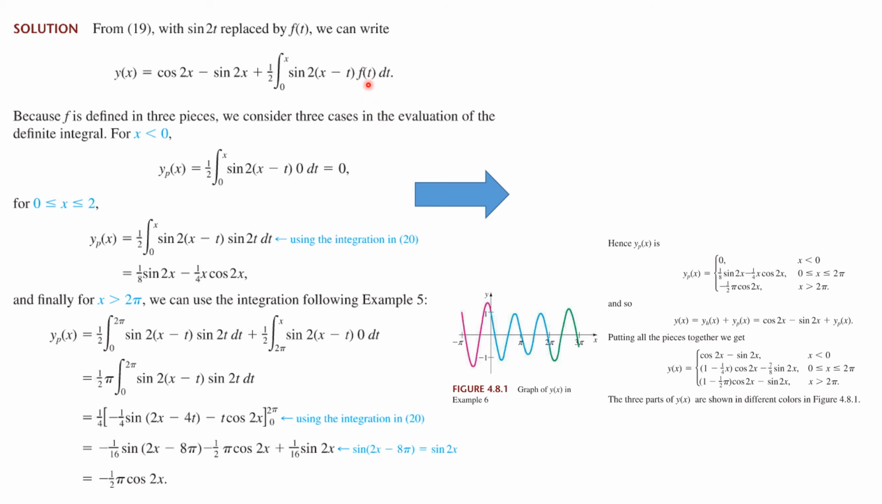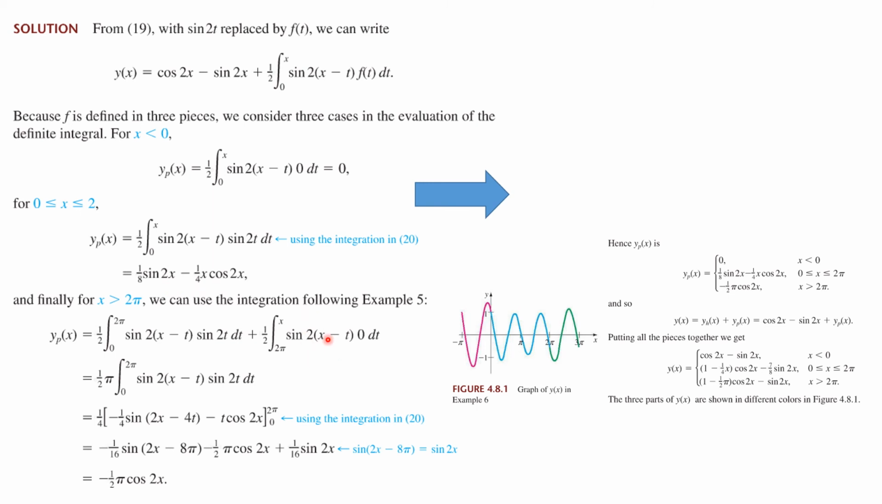So f of t now has three values depending on what is happening. For x less than 0, it's always going to be 0 because that function is 0. Between 0 and 2 pi for x, we're going to have this because that's what happens while the compressor is running. And we've already solved this one too and gotten this solution. Now, if x is bigger than 2 pi, we'll get this and we'll get some more.